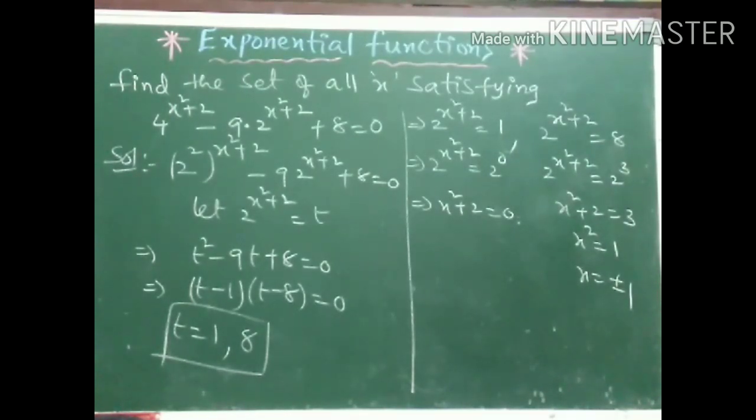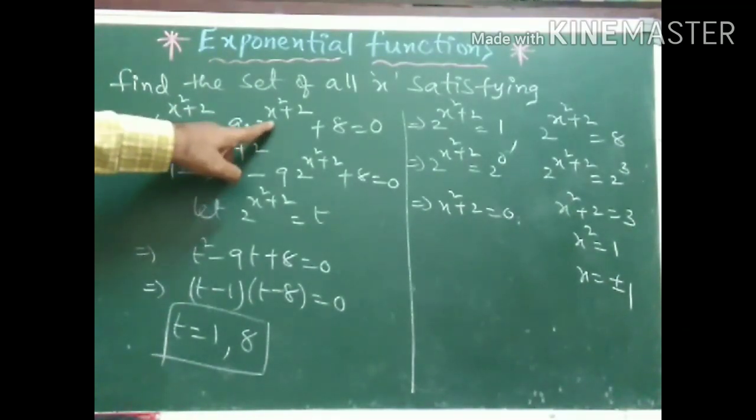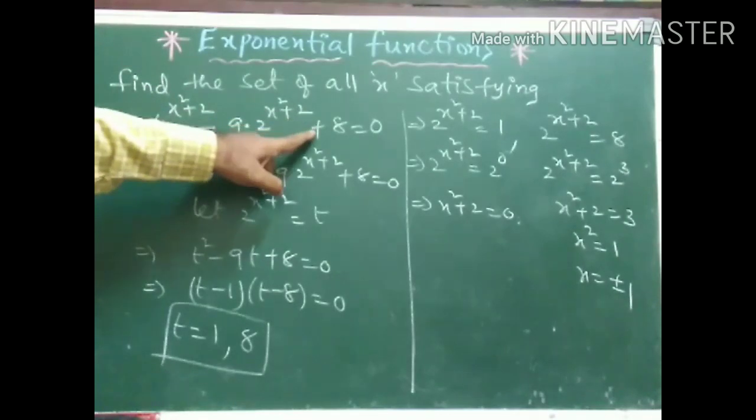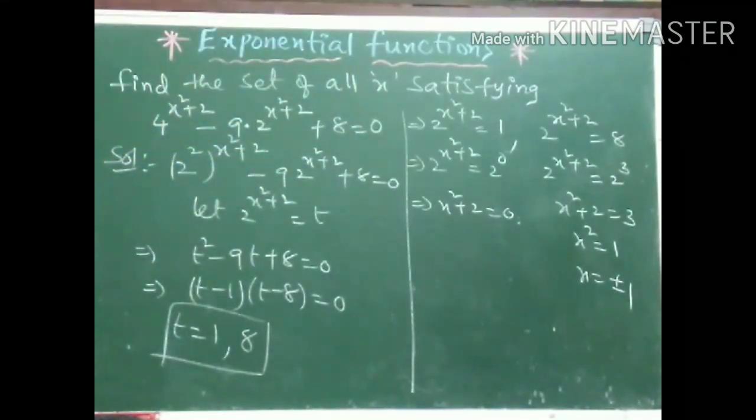Next one. Find the set of all x satisfying 4 to the power of (x square plus 2) minus 9 into 2 to the power of (x square plus 2) plus 8 is equal to 0.